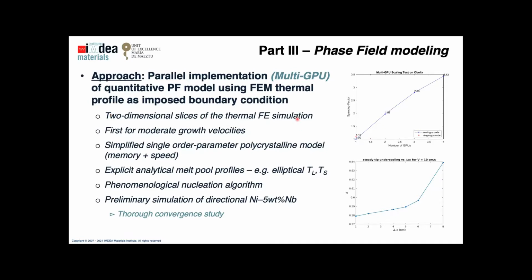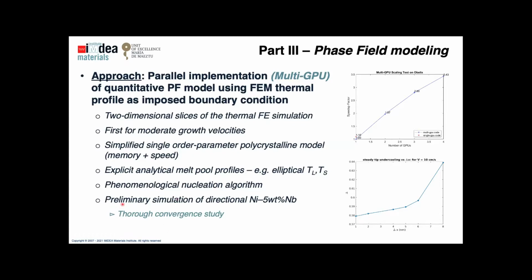At first, we consider two-dimensional slices within the finite element model. First, for moderate growth velocities, so equilibrium at the interface, a simplified, single order parameter polycrystalline model that saves memory and speed quite a lot. And then we use an elliptical approximation to the melt pool, but we fit these shapes to the actual shape that we get from the finite element. And we use a phenomenological nucleation algorithm that introduces some calibration parameters that we still need to work out.